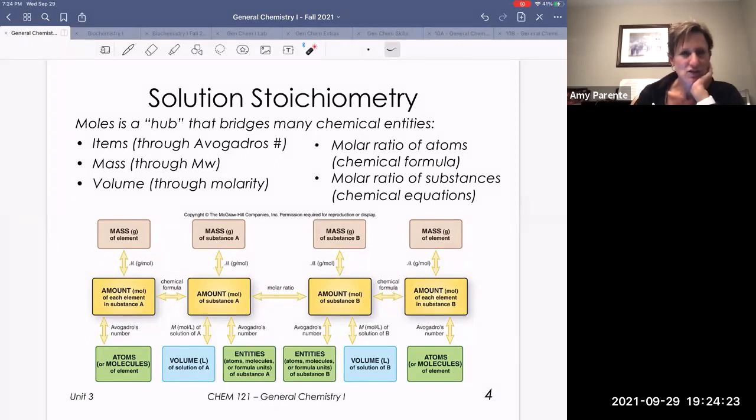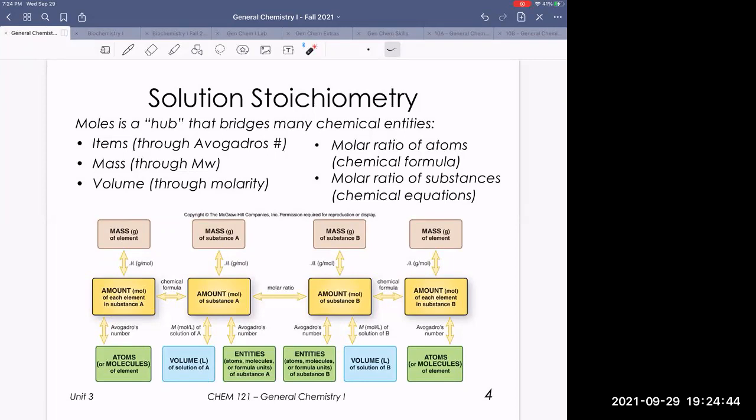So this is kind of the summary of everything we learned in Unit 3 here, all the kinds of different unit conversion pieces that we're learning about. Do you see the one here that allows us to talk about the number of things that we have? Avogadro's number. Yeah, Avogadro's number.